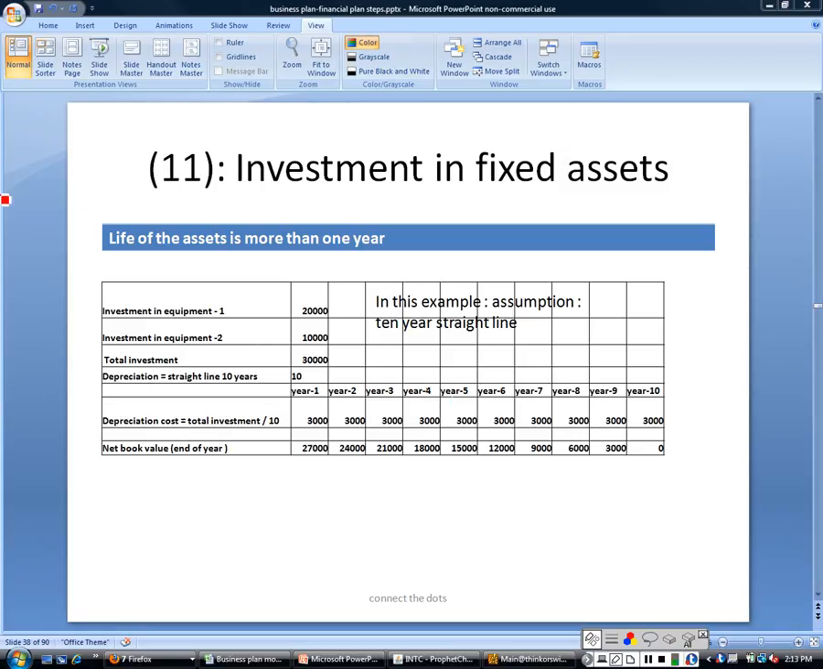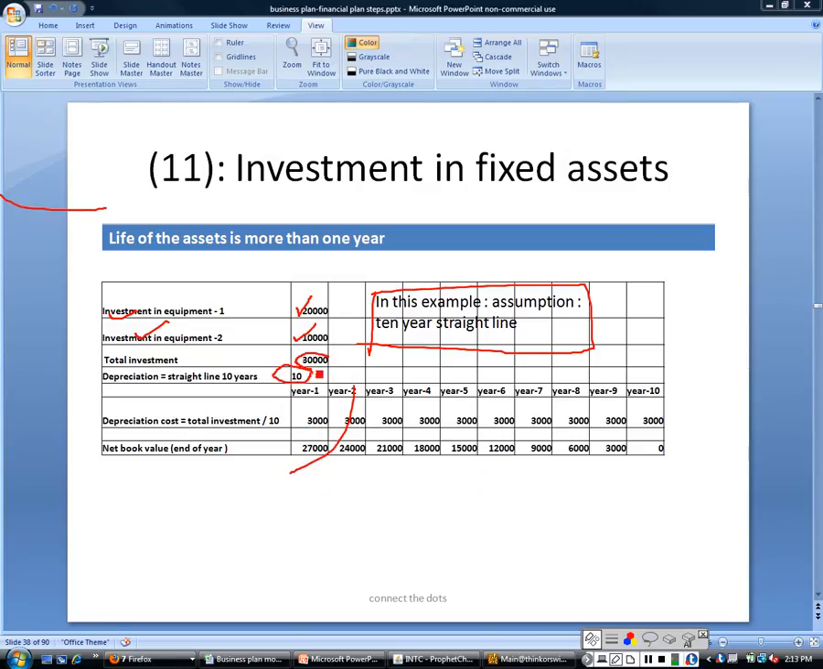So let's say in this example, I'm assuming there are two types of equipment I'm buying, equipment 1 and equipment 2. The first one is costing me $20,000, the second $10,000. And assuming this can be depreciated straight line over 10 years, and again, you can make a straight line assumption for your business model. But in the real world, if you're working with an accountant, the type of the asset will dictate what kind of depreciation schedule you will have. But for this class, you can assume straight line, and you can assume 10 years or 5 years, as long as you list the assumption. Once you've made the assumption, in this example, I'm assuming it's 10 years.